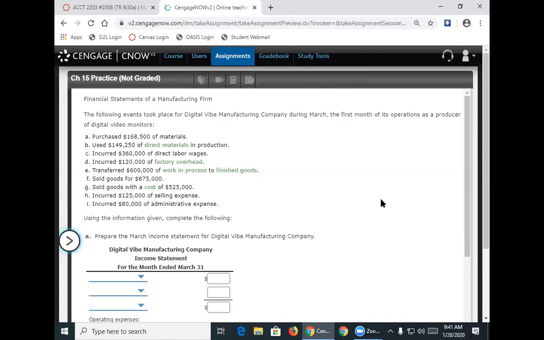Part B says we used $149,250 of direct materials in production. What that means is out of this $168,500, we took $149,250 and put it into work in process. So for B, our materials coming into work in process is $149,250, and that's coming out of raw materials. So we would debit work in process to show those materials flowing into work in process, and credit materials.